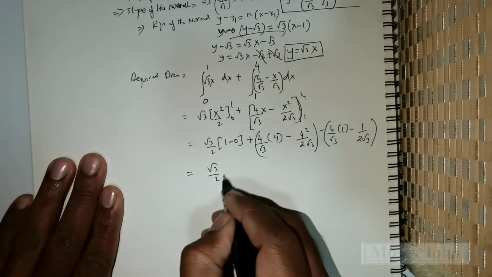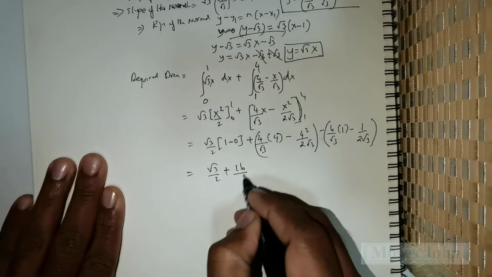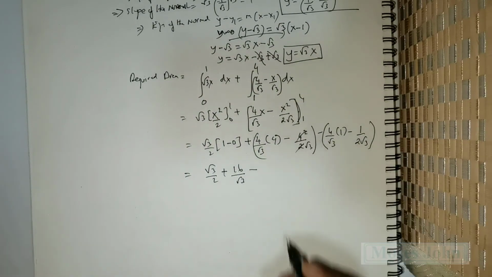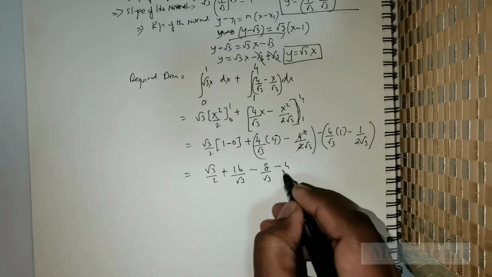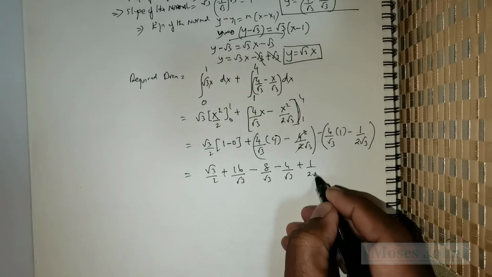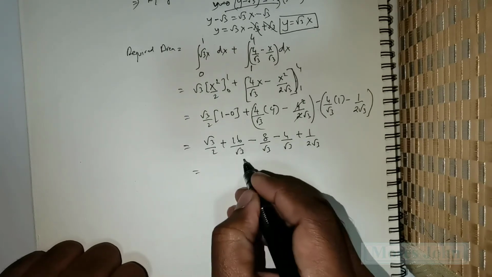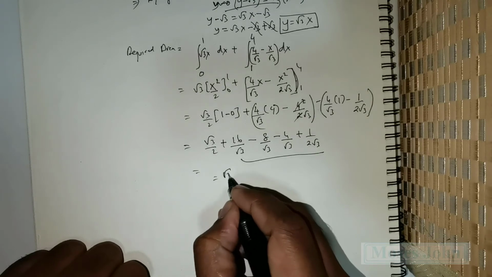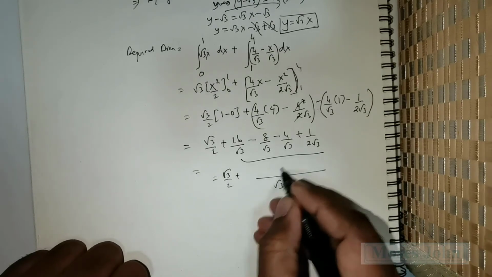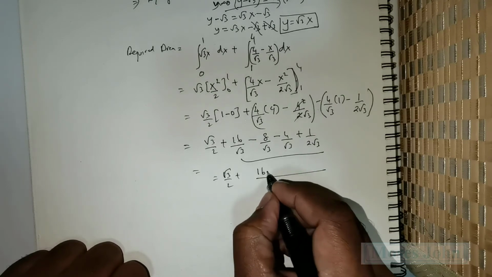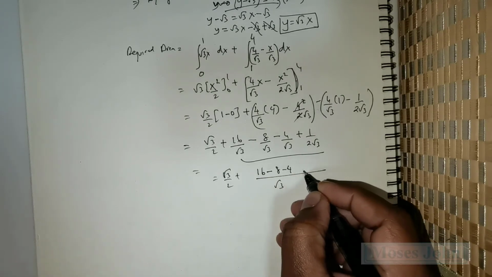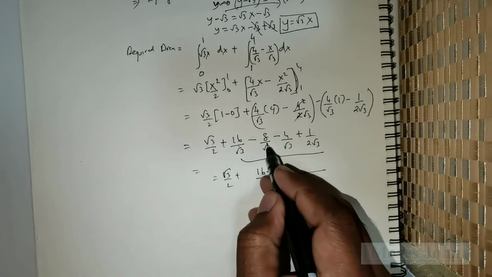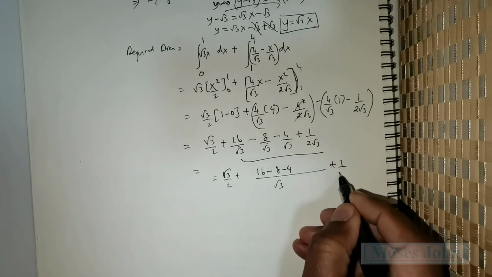This is going to be root 3 over 2, plus 16 over root 3. Now 2, this is actually 16, right? So that's going to be 8 over root 3, minus 4 over root 3, plus 1 over 2 times root 3. Now I can simplify these. What I'm going to do, I'm going to take root 3 as a factor, or I would say as an LCM. So that would give me 16, minus 8, minus 4. And let me do the simplification.